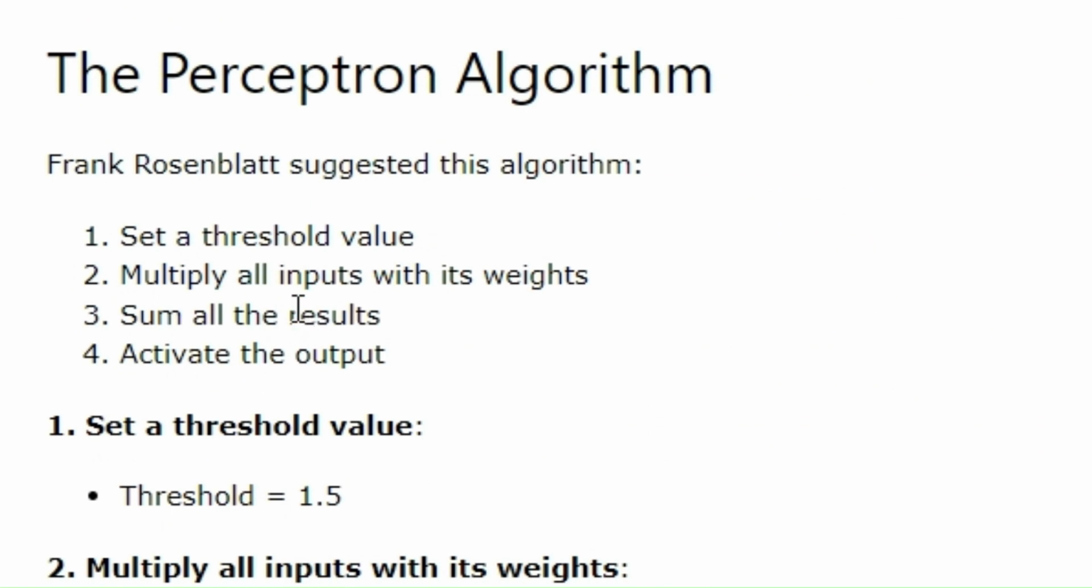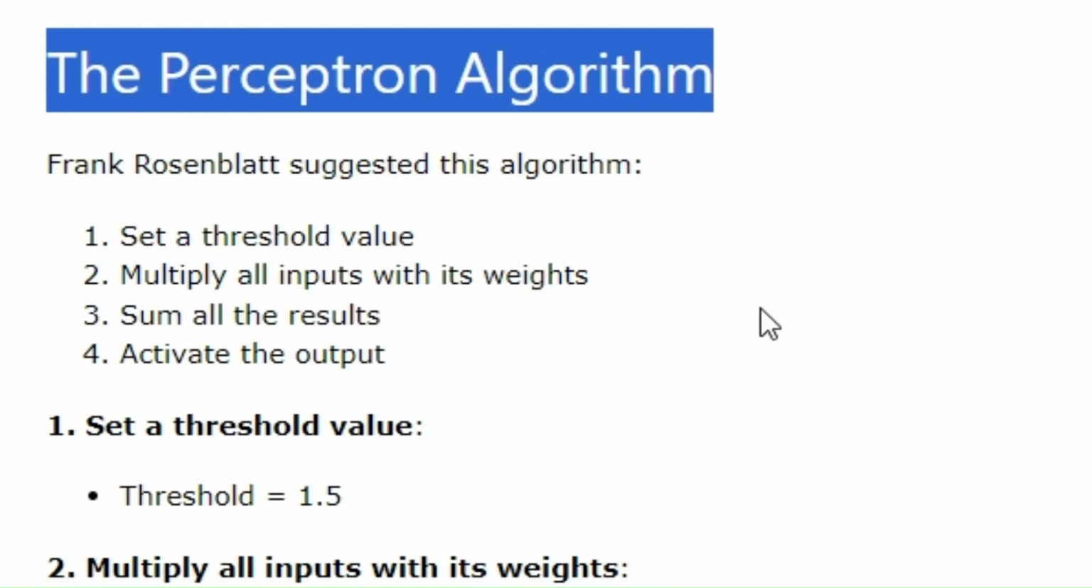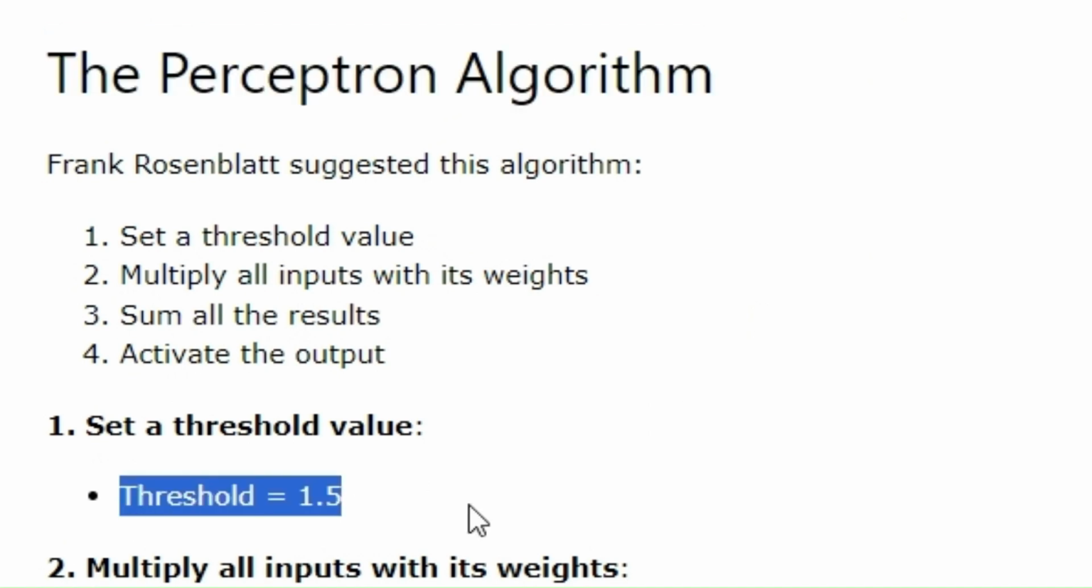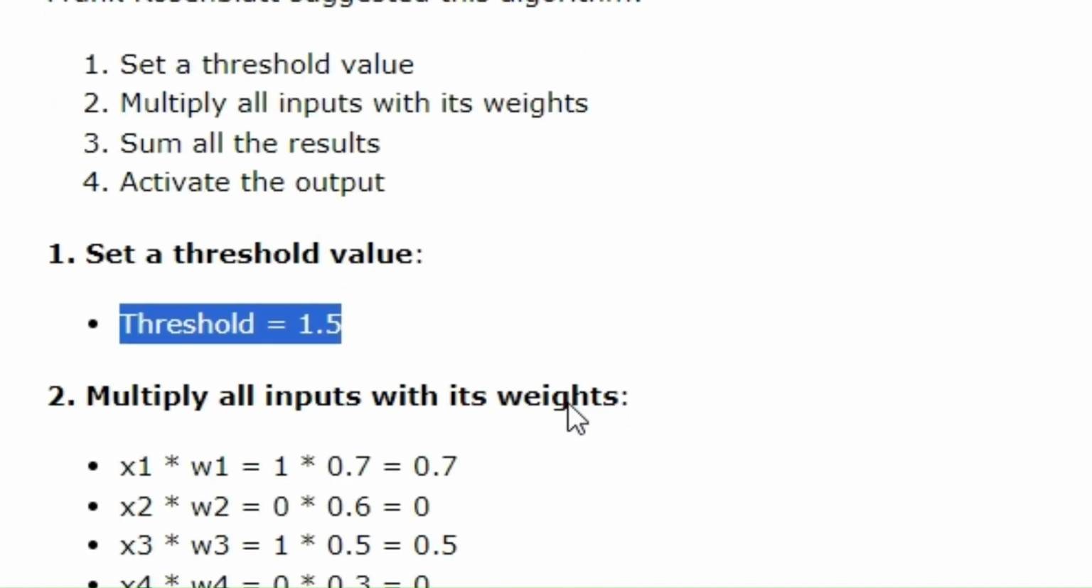A perceptron algorithm. Now we will discuss how this algorithm for the perceptron works. Frank Rosenblatt suggested this algorithm. Step 1, set a threshold value. So we have set a threshold value of 1.5.